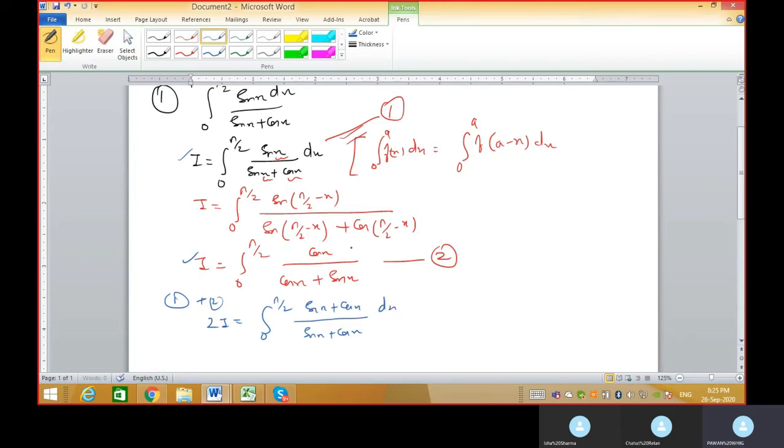See, this is very easy. So this gets cancelled out. Now the remaining portion is 2I equal to the integral from 0 to pi by 2, and you are left with only dx. Now what is the integration of dx? Everybody knows this is x, from 0 to pi by 2. Now you have to put the upper limit and lower limit. So this gives you 2I equal to pi by 2 minus 0. So I is pi by 4.